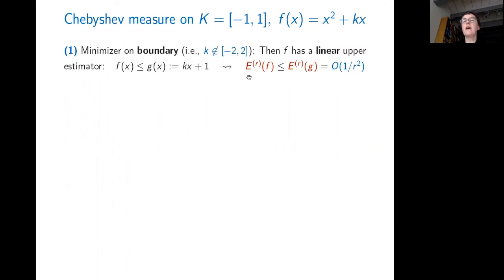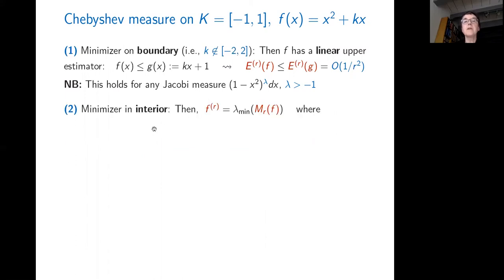So the error of f is upper bounded by the error of g, and we have just learned that in the linear case, the error behaves like 1 over R squared, so we are done. And this analysis actually holds for any Jacobi measure, not only for the Chebyshev measure. Second case, the minimizer is in the interior of the interval, -1, 1.